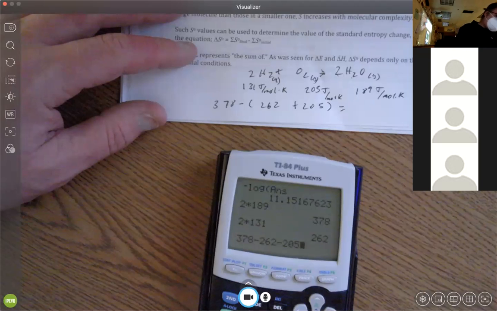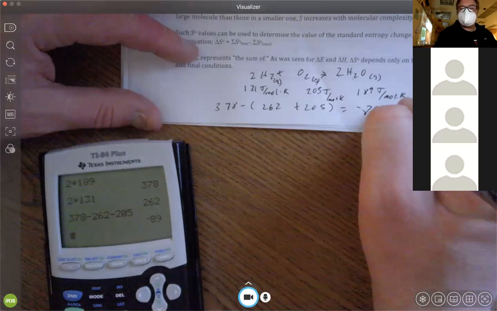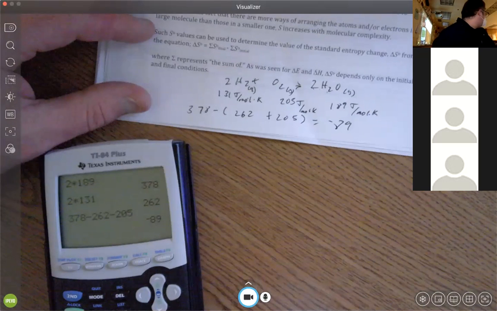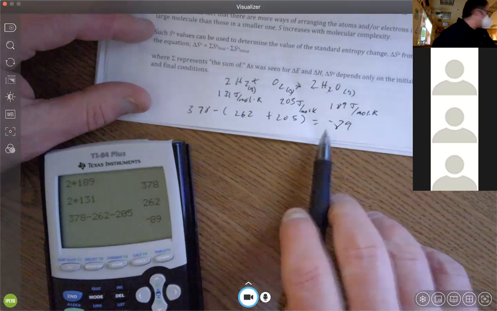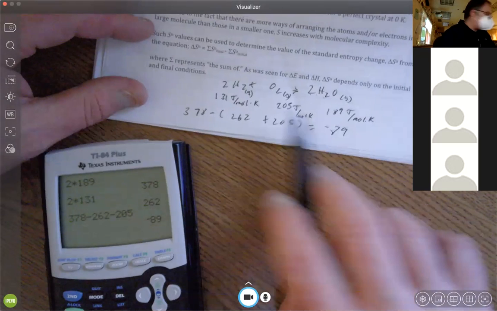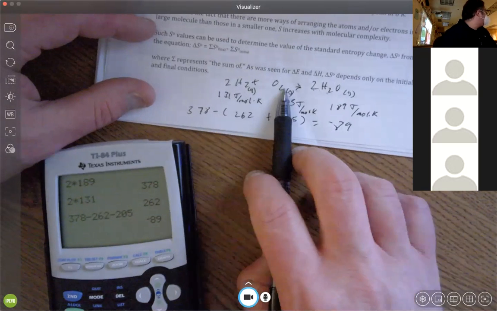Is this more or less random? Do we gain or lose entropy? Less. It's negative. The delta S is negative. And that makes sense from what we've said before, because how many moles do we have here? 3, and it's becoming 2.